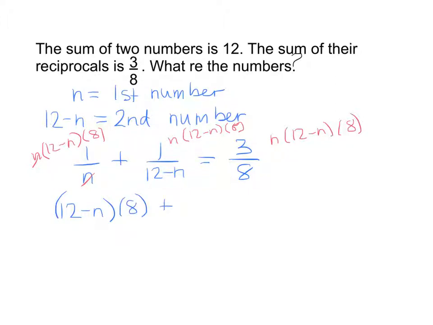And then the second one, we cancel out the 12 minus n. So it's 1 times n times 8. And the last one, we cancel out the 8. So it's 3 times n times 12 minus n. This looks like it's going to be quadratic, isn't it? Expand and simplify.